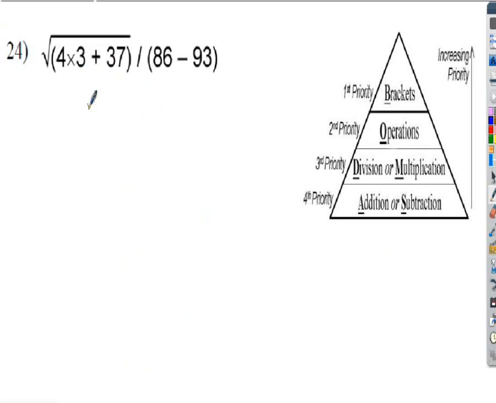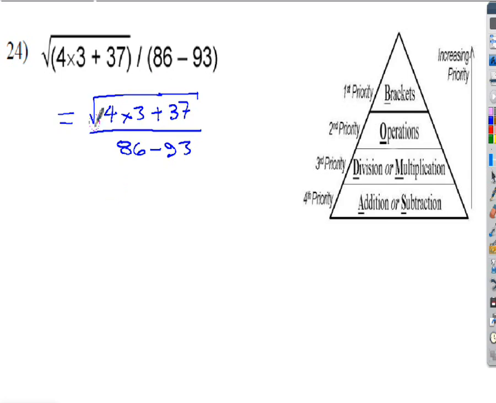And finally, question 24. I'm going to write this on 2 lines, makes it slightly easier to understand, I think. So the sum is the square root of 4 multiplied by 3 add 37 on the top line, all divided by 86 minus 93 on the bottom line. So evaluating the top line under the square root, that becomes 12 add 37, all divided by 86, and we're subtracting from that 93, so that's negative 7.